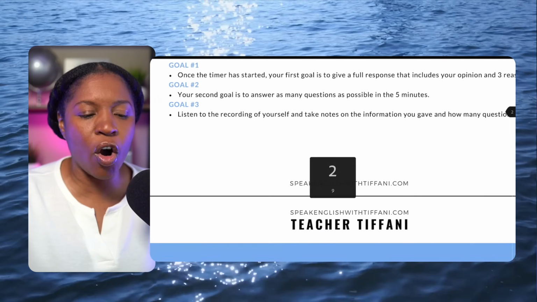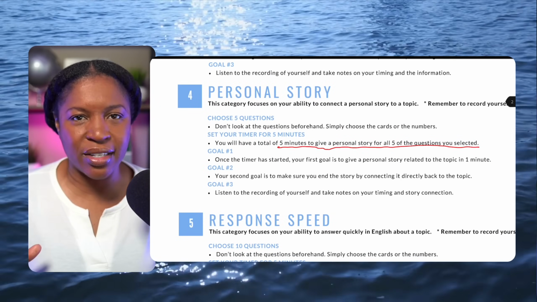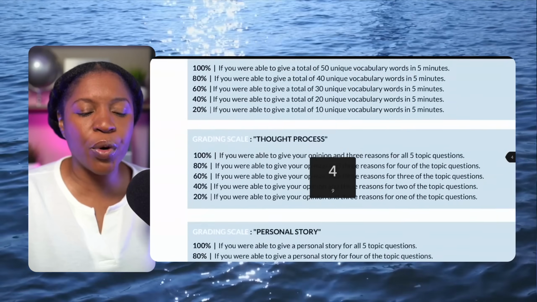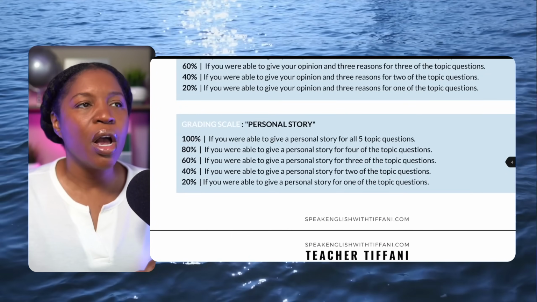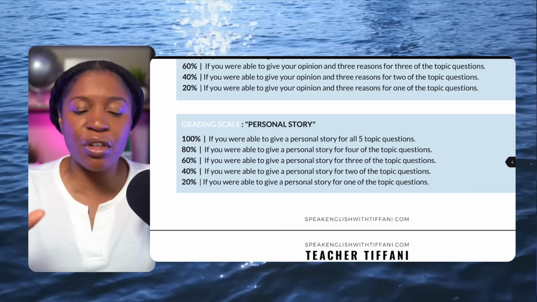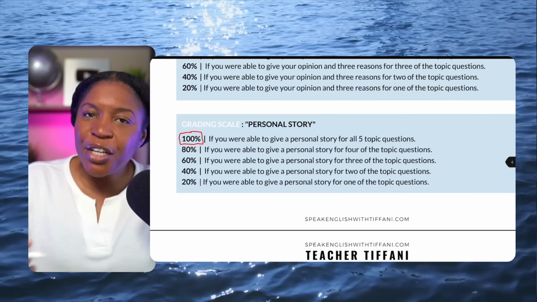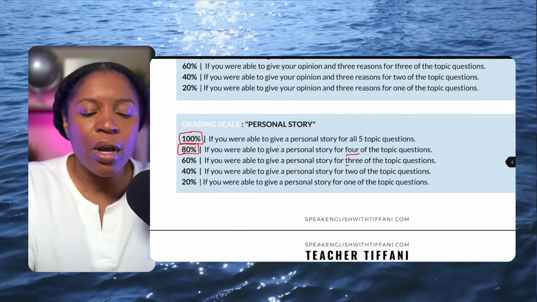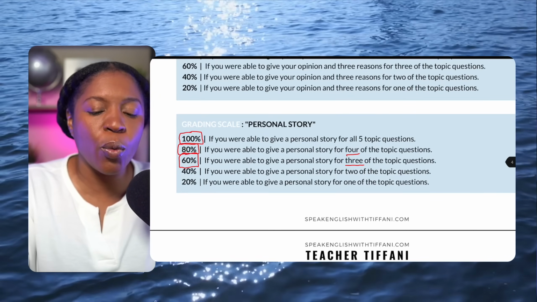Once again, you can see all of the instructions by having your PDF for the English fluency test. Now, how can you score yourself? Again, using the PDF, I'm going all the way down to the grading scale for the personal story. If you're able to give a story for each of the 5 questions, you get a 100%. But let's say you can only do it for 4, then you get an 80%. And you see how, depending on the number of stories you're able to give, your score will change.